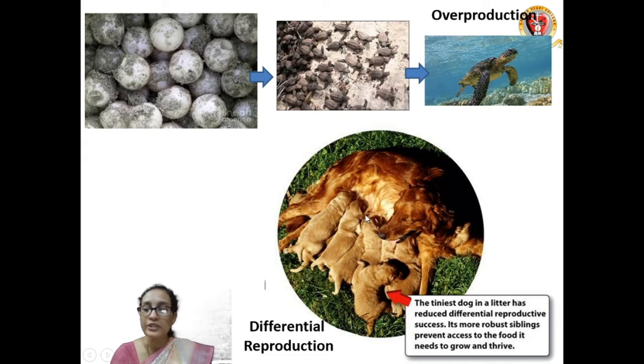Now, what is differential reproduction? When you look at this dog, it has a litter, and among all these puppies, this tiny one is not able to reach the milk from the mother. So this tiniest puppy in the litter has reduced reproductive success because it doesn't feed, and it is not robust enough to grow and survive.